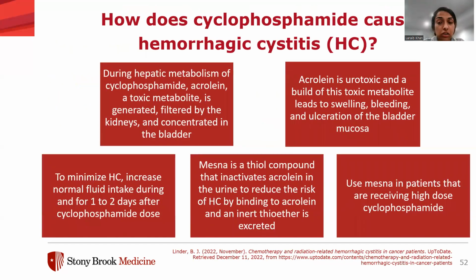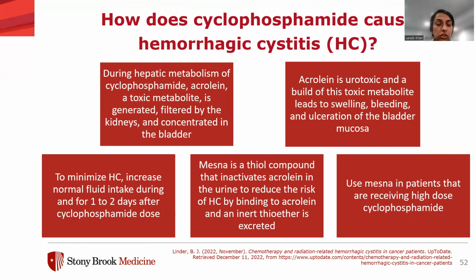So how does cyclophosphamide cause hemorrhagic cystitis? During hepatic metabolism of cyclophosphamide, acrolein, which is a toxic metabolite, is generated. It's going to be filtered by the kidney, and then it becomes concentrated in the bladder. Acrolein is urotoxic, and it can lead to ulceration of the bladder mucosa.